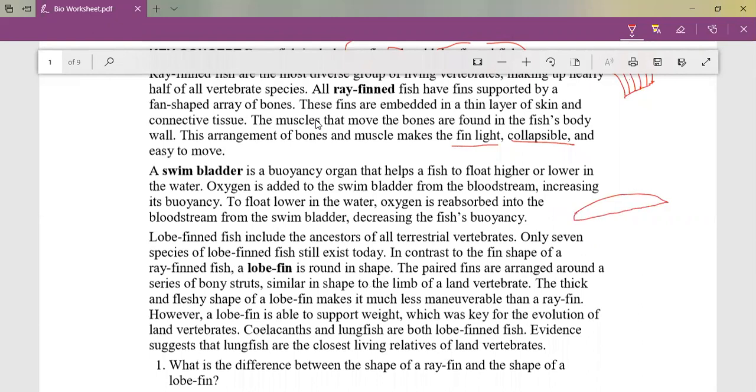It looks like this. There is a way in which oxygen can move from the blood into it and out of it. When it is about to go down the water, it takes in oxygen. That makes it heavy. Then it sinks. Are you listening to me?